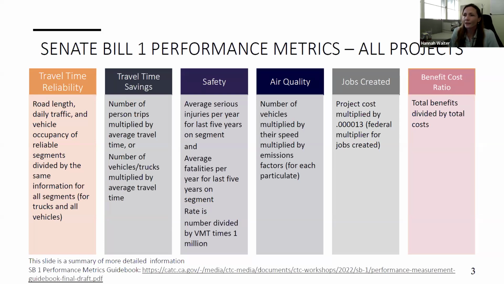So there's an inherent understanding that time equals money. And so it's looking at both the cost that you're saving from traveling faster and the time you're saving by traveling faster. And for all of these metrics, what applicants are asked to report for each project is what is the number without the project and what is the number with the project and what is that change.